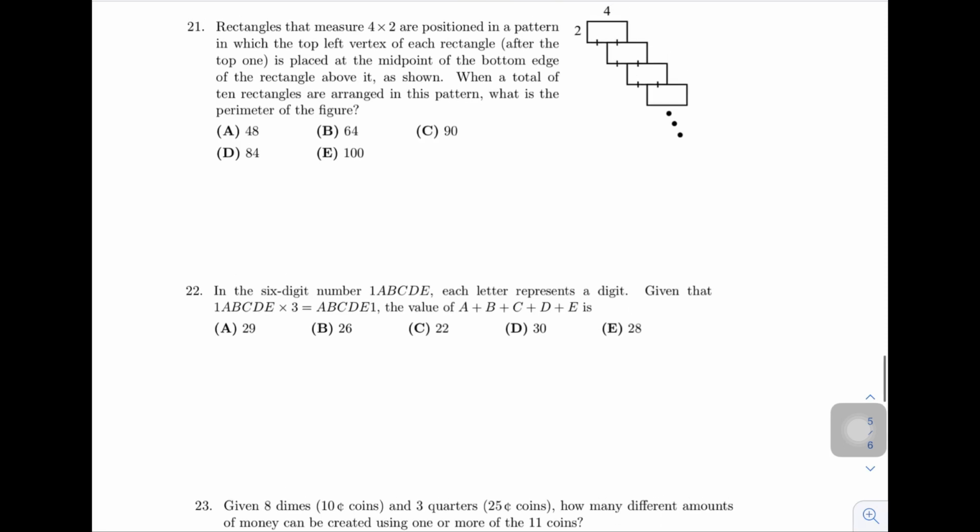Question 21. Rectangles that measure 4 by 2 are positioned in a pattern in which the top left vertex of each rectangle, after the top one, is placed at the midpoint of the bottom edge of the rectangle above it as shown. When a total of 10 rectangles are arranged in this pattern, what is the perimeter of the figure? So we can use the figure to the right as a reference.